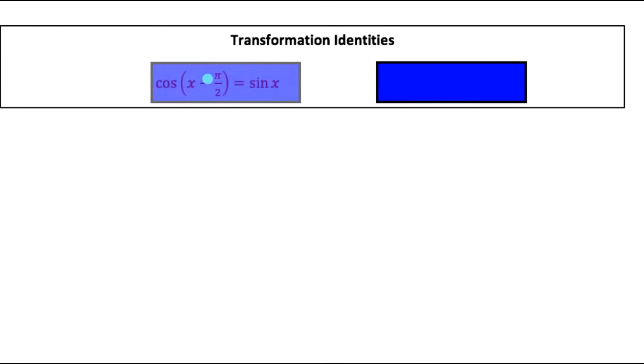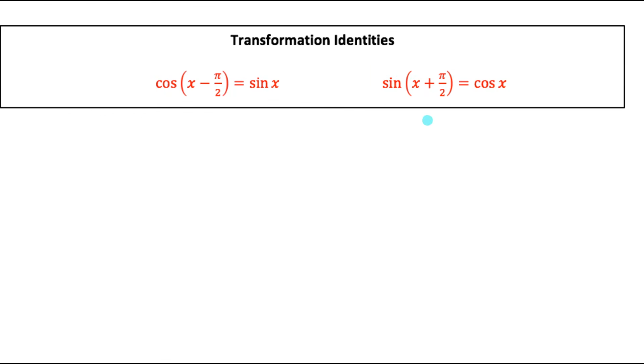So our two identities: a cos function shifted pi over 2 to the right is equal to a sine function, and a sine function shifted pi over 2 to the left equals a cosine function. So those are the transformation identities.